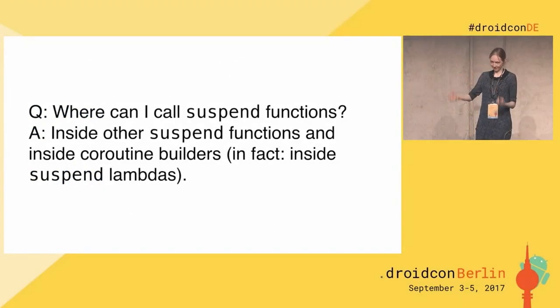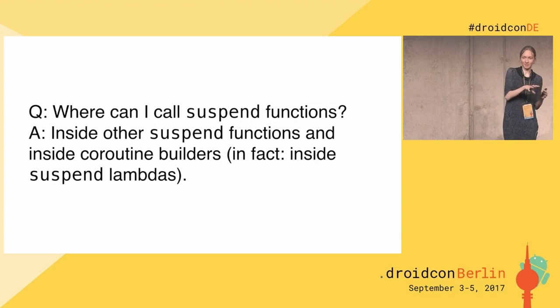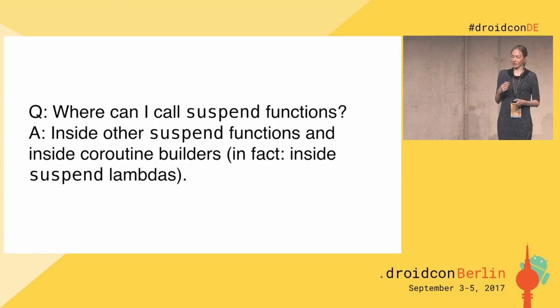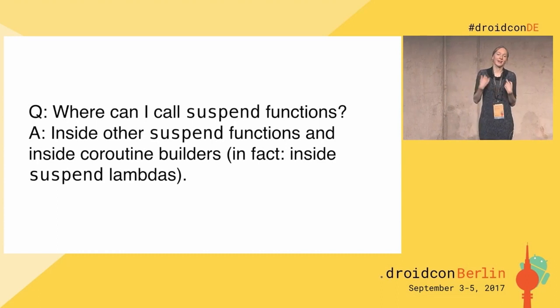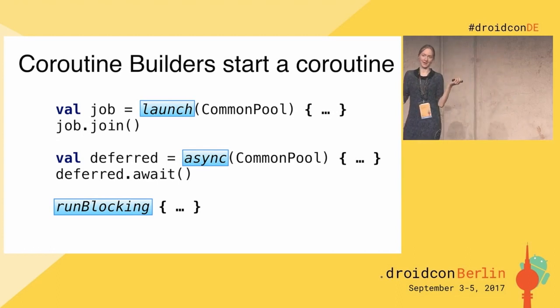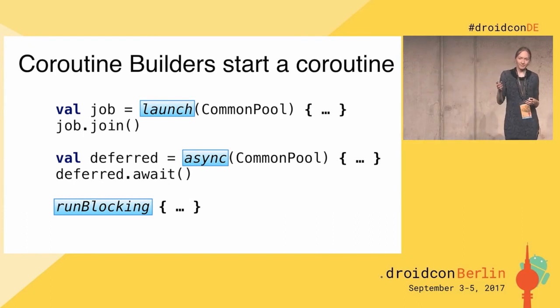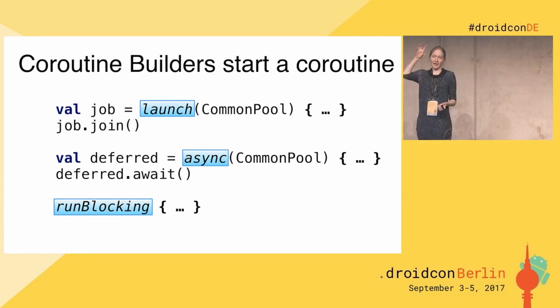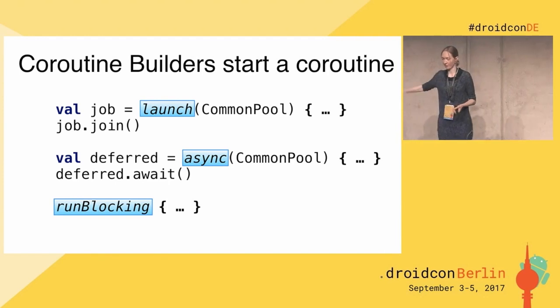And there might be a question again. Where can you call the suspend function? And the answer is that you can call a suspend function either inside other suspend functions or inside so-called coroutine builders. And we already saw coroutine builders. Coroutine builders is a formal name for launch and async functions. And their goal is to start a coroutine. And there is one more, runBlocking, which actually interacts with the regular blocking world, and runBlocking will be the entry point to this coroutines programming.